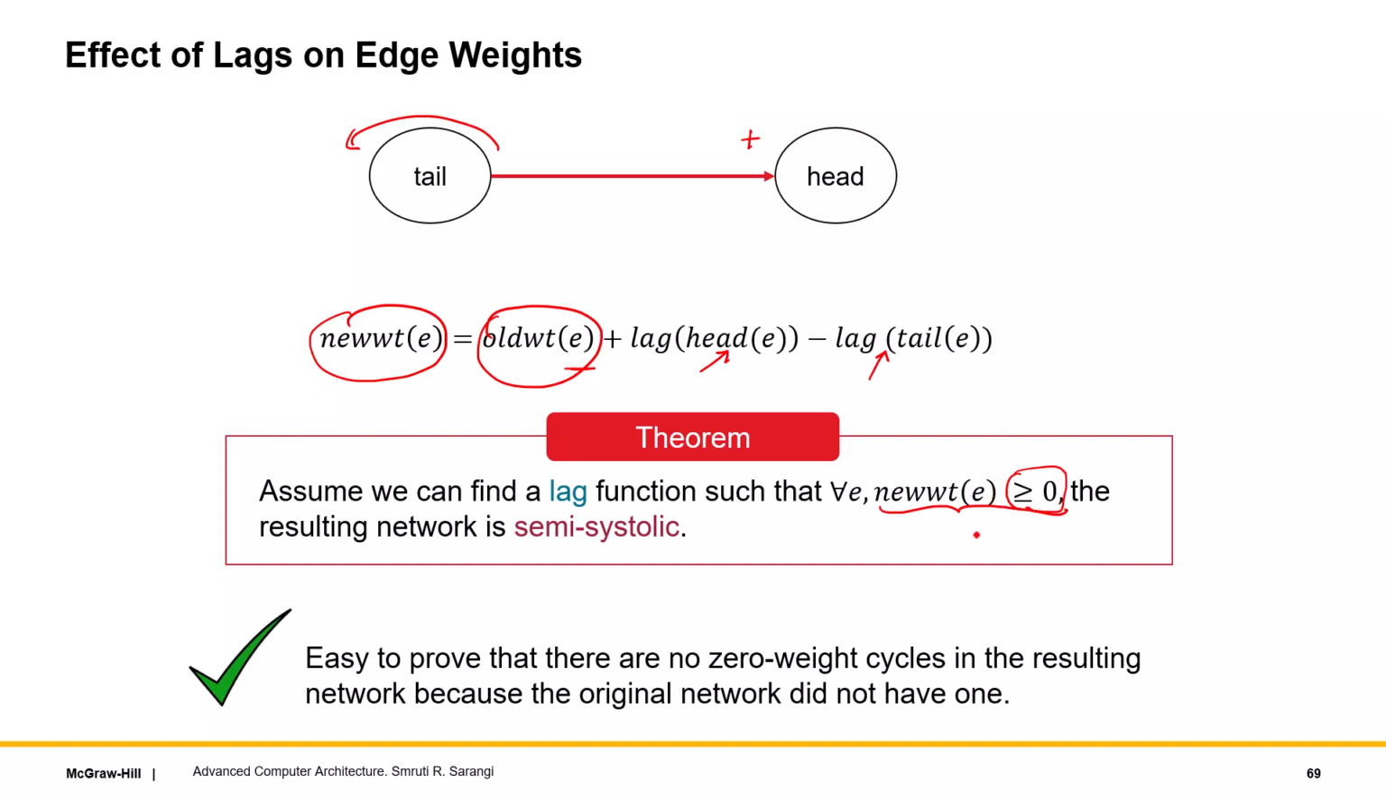And the point is that if we can somehow add more registers or move the registers, which basically means add a lag such that the weight is greater than 0 for every edge, it becomes a systolic network, which is what we want, because we do not want two combinational units to be connected together with a wire, right? This is something that we don't want. What we want is that they are always separated by a register.